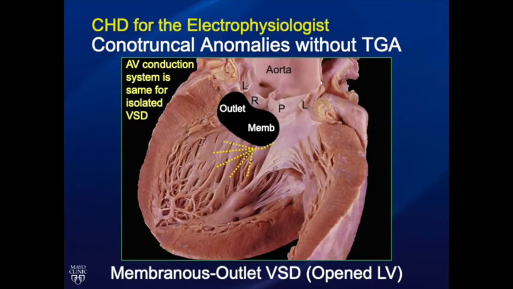Just a quick word about conotruncal anomalies and the conduction system without transposition. So here, it still very much follows the rule like a membranous VSD. So expect to see the primary penetrating bundle on the left side of the interventricular crest and a posterior course through the inherent septal defect, or if patch closed, posterior to that patch closure.